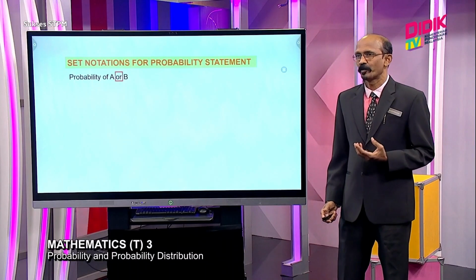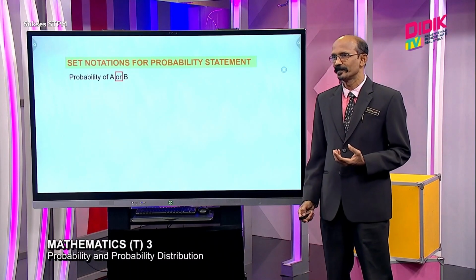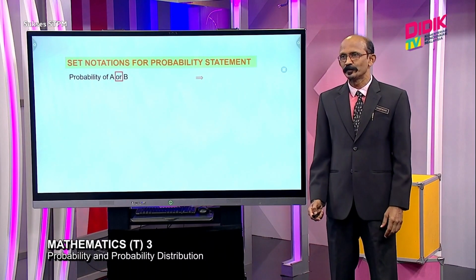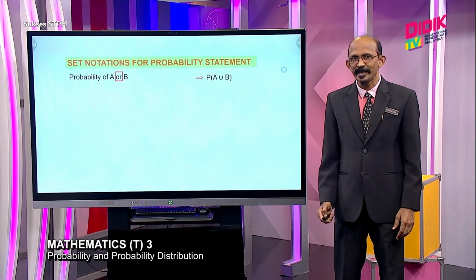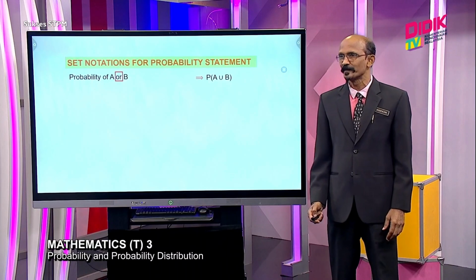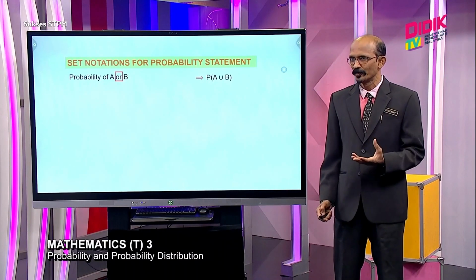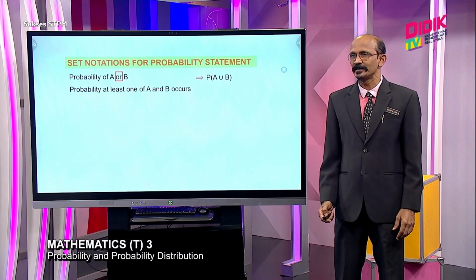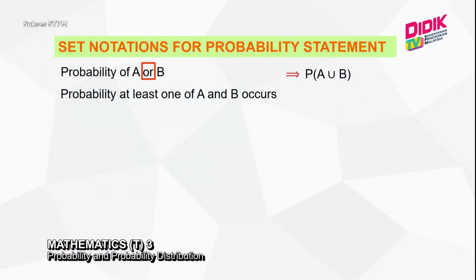Let's say probability of A or B. This one is indicated by A union B. So the set notation we use here is union, which stands for OR. Next one is probability at least one of A and B occur. For this, at least one means the set notation still remains the same, A union B. If you notice, the terminology is different, but the formula still remains the same.